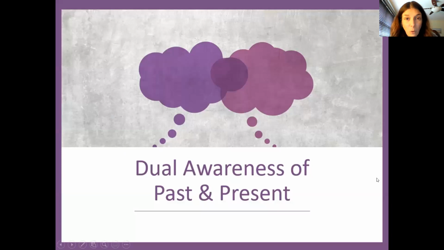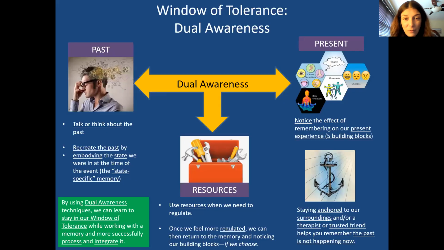All right. So the next lesson was dual awareness of past and present. Another really useful skill for working with our painful, difficult memories. This was the main model that we used throughout the discussion here. We would pick something from our past that we want to work on. I can either talk about it or think about it. What's the thing that I want to bring to mind today?